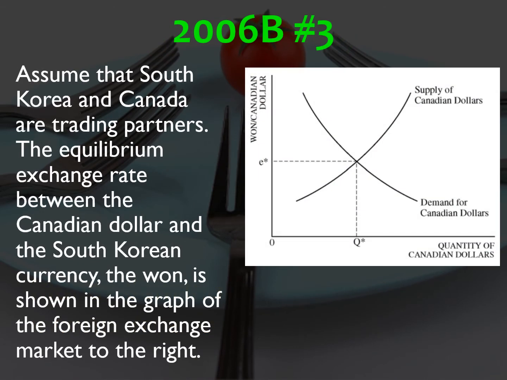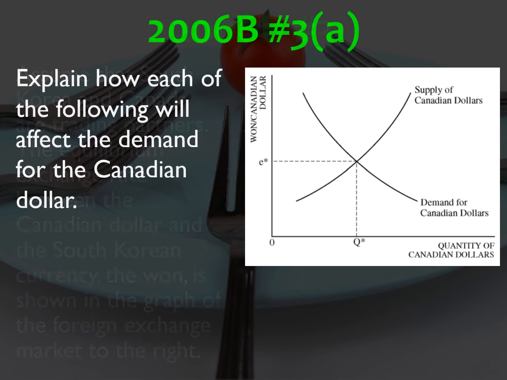Number 3, and this is a foreign exchange problem, so if you want to skip it, that's fine. Assume that South Korea and Canada are trading partners. The equilibrium exchange rate between the Canadian dollar and the South Korean currency, the won, is shown in the graph of the foreign exchange market to the right. Part A, explain how each of the following will affect the demand for the Canadian dollar. Notice the question is asking about demand for the Canadian dollar.